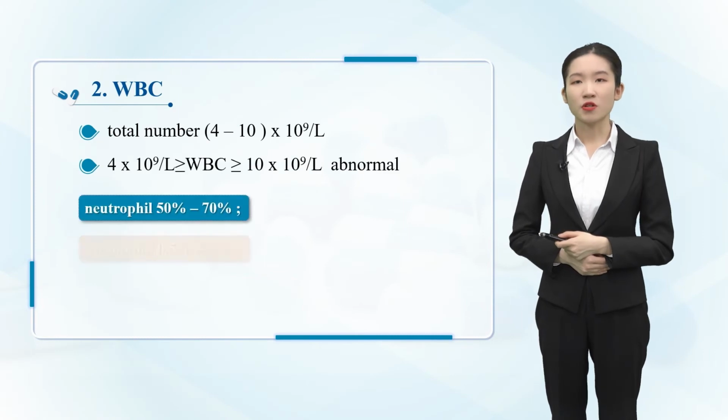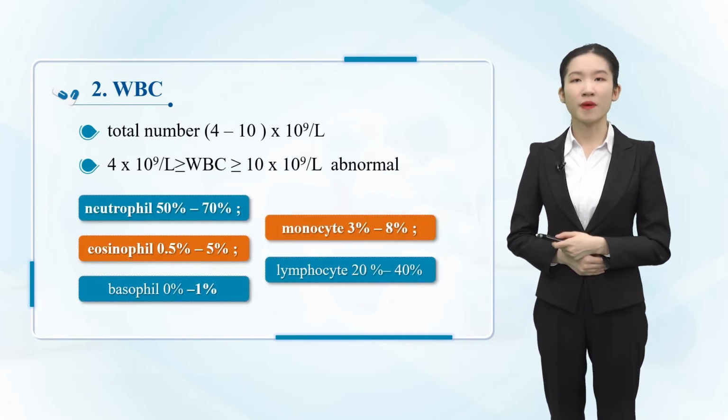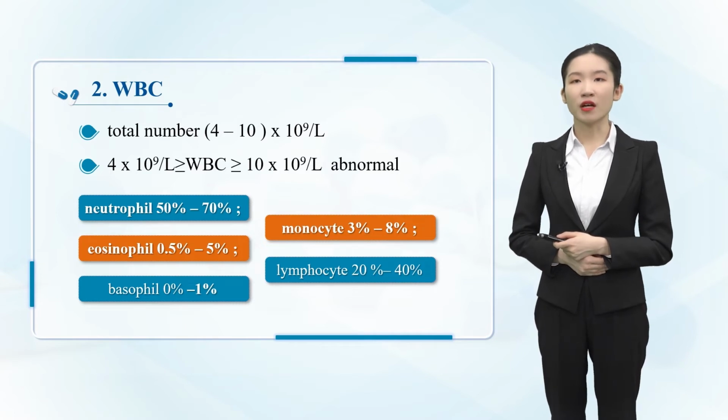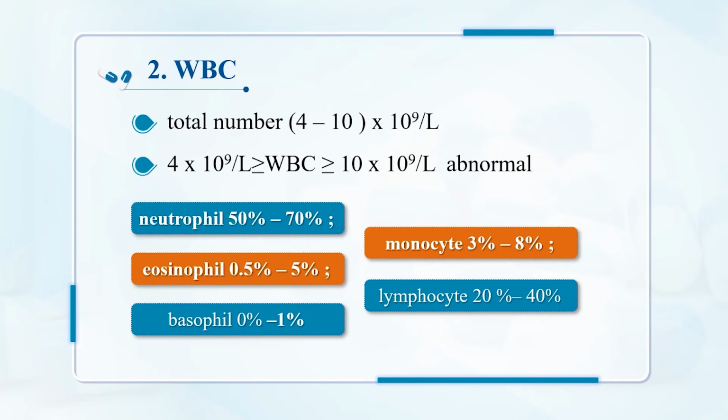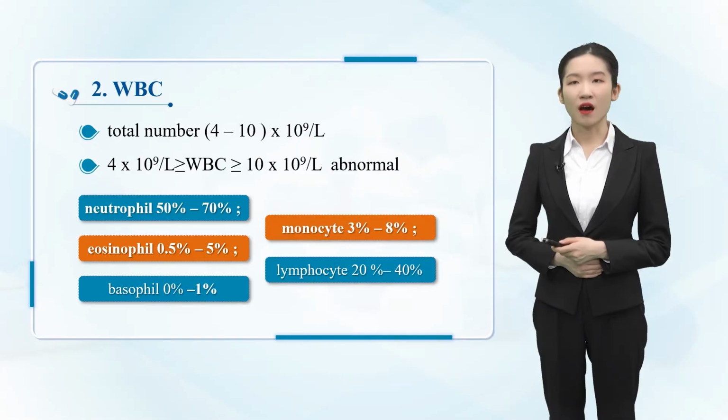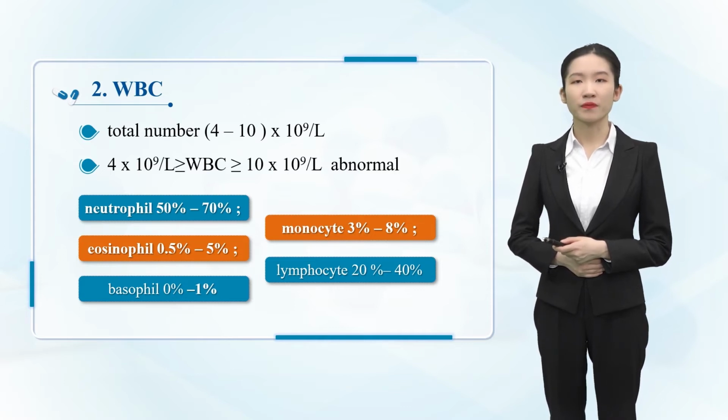White blood cells, the total number is 4 to 10 times 10 to the power of 9 per liter. The number of white blood cells less than or equal to 4 times 10 to the power of 9 per liter or greater than or equal to 10 times 10 to the power of 9 per liter is abnormal. Among them, neutrophils, eosinophils, basophils, monocytes, and lymphocytes account for 50% to 70%, 0.5% to 5%, 0 to 1%, 3 to 8% and 20 to 40% respectively.